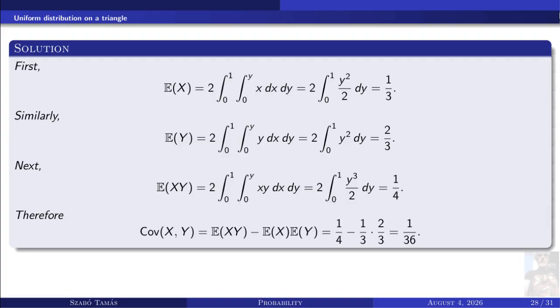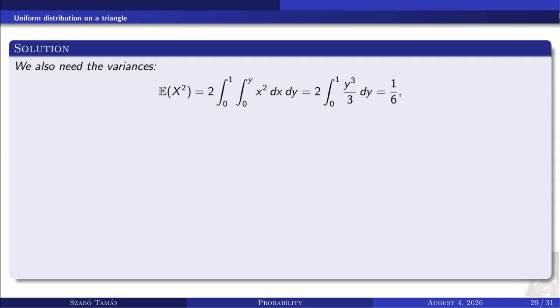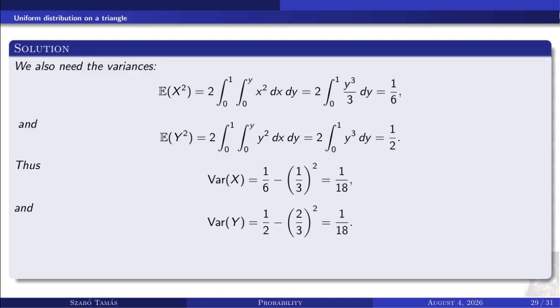Therefore, Cov(X, Y) equals 1/36. We also need the variances. We have E[X^2] = 1/6. Also, E[Y^2] = 1/2. Thus, Var(X) is 1/18, and Var(Y) is also 1/18. Hence, σ_X = σ_Y = 1/(3√2).